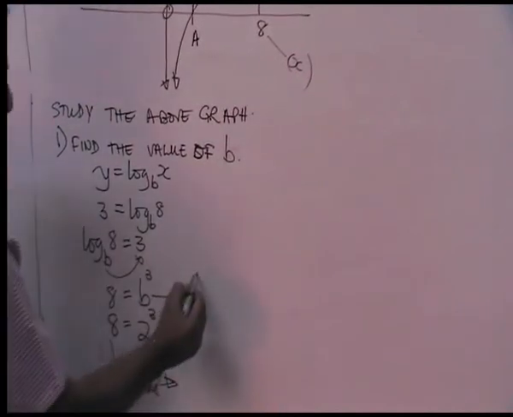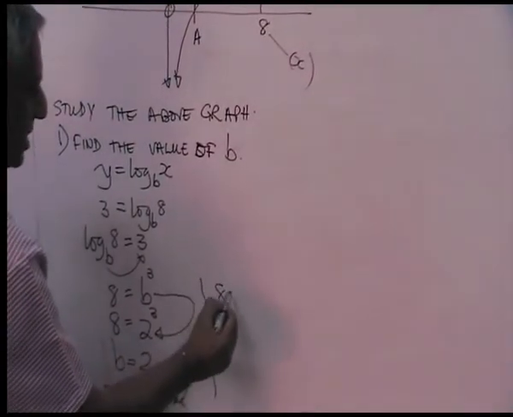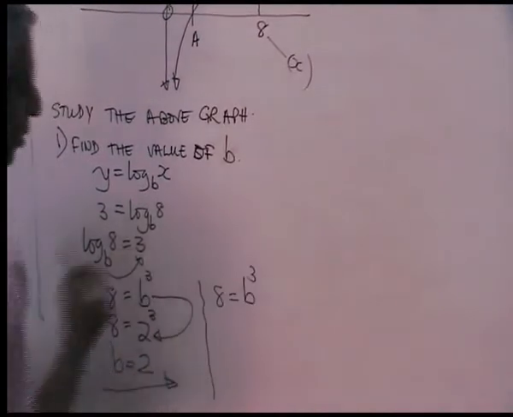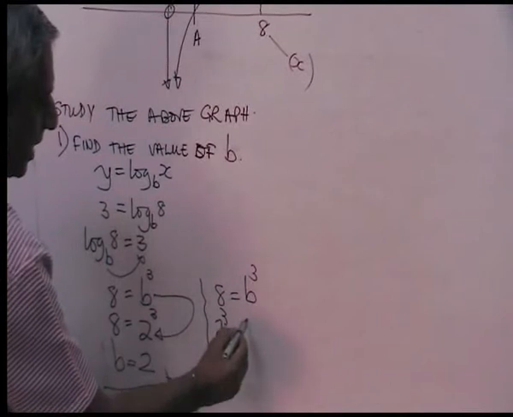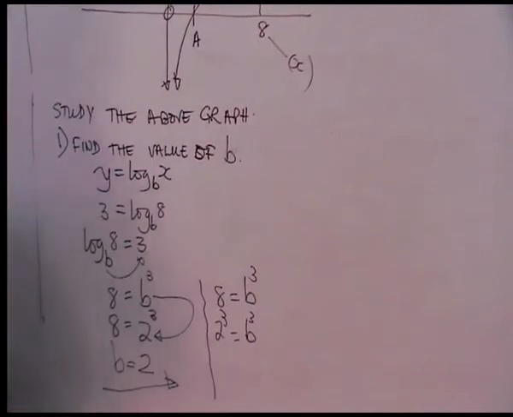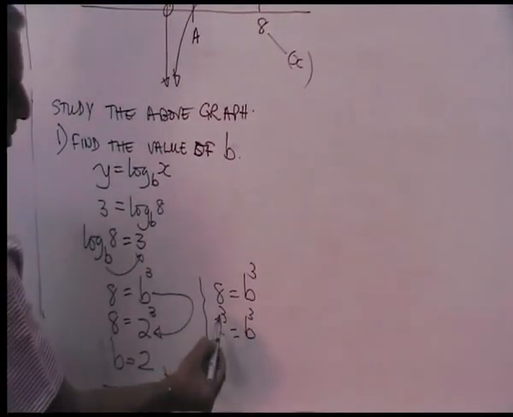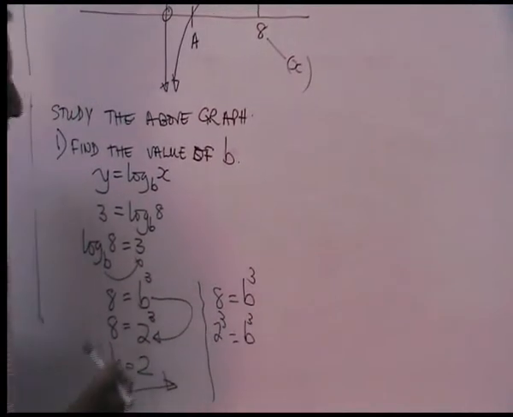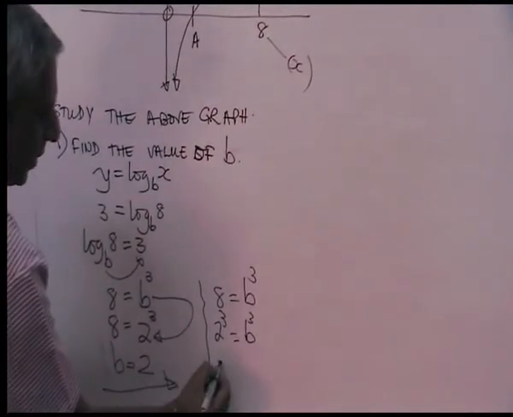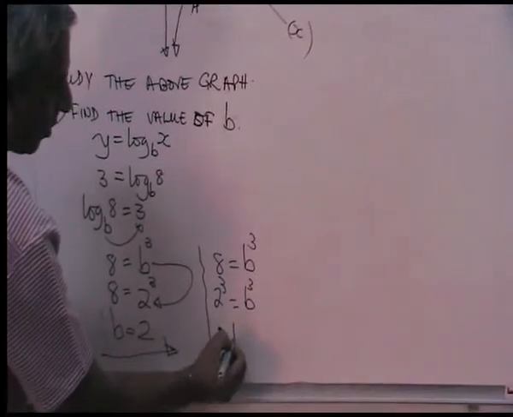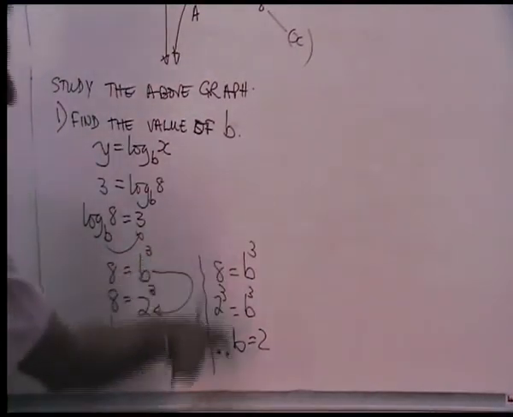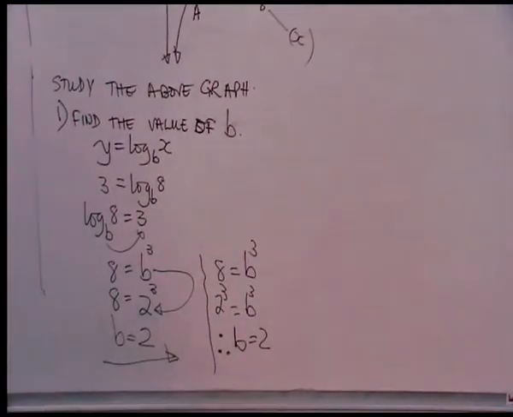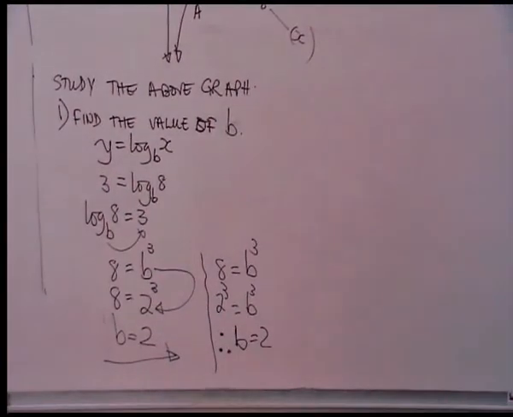Or the other way to do this at this stage, you could have said 8 is equal to b cubed, and then 8 is what? 2 cubed, and this is b cubed. So what will you say? You'll say the indices are the same, therefore equate the bases. Therefore b is equal to 2. So you could have done it like that. So that's some interpretation of log graphs also.